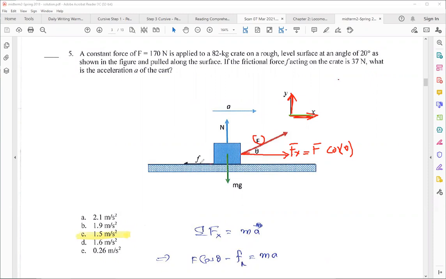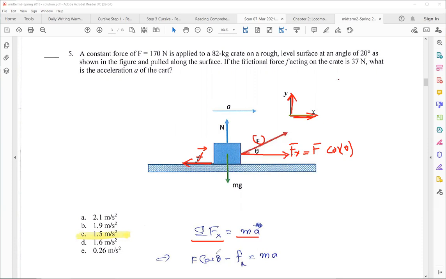I also have this friction. Friction is pointing left, in the opposite direction, and it's also contributing into this acceleration. Now, I'm going to look at the net force along x, according to Newton's second law, which is equal to mass times acceleration.